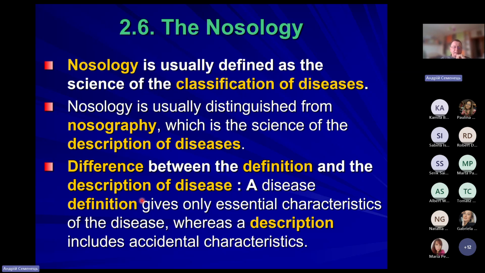Another theoretical area for study is nosology, defined as the science of classification of diseases. We have to understand that nosology and nosography are different things, because nosography is the science of description of diseases. Here we are speaking about very core things: the difference between definition and description. Definition gives essential characteristics of the diseases, and description includes accidental characteristics.